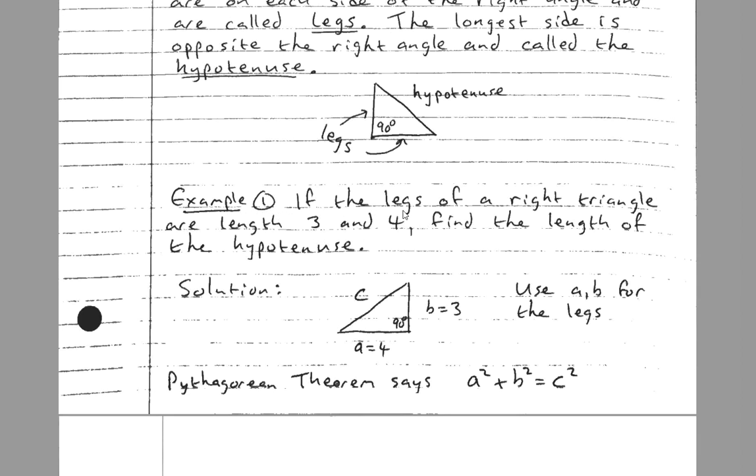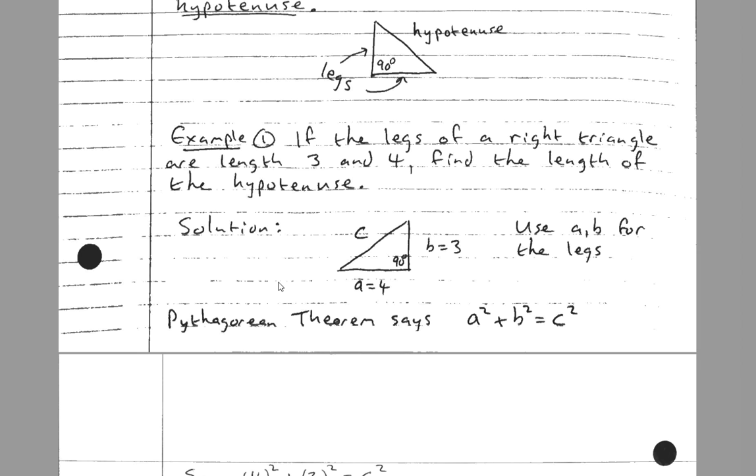Example 1: if the legs of a right-angled triangle are length 3 and 4, find the length of the hypotenuse. All right, so our picture could look like this. Using our letters, A is 4 and B is 3, or A is 3 and B is 4, it doesn't matter, but A and B are 3 and 4, and we're looking for C.